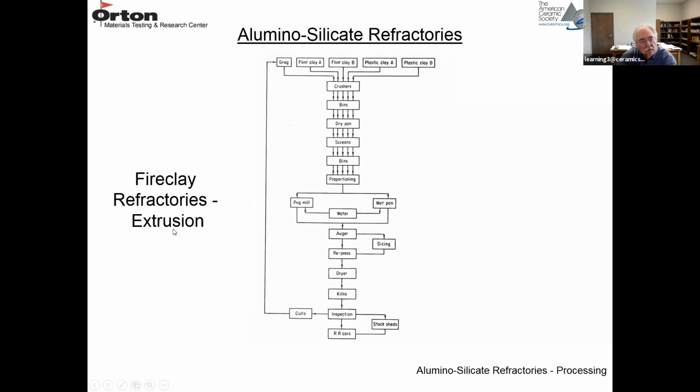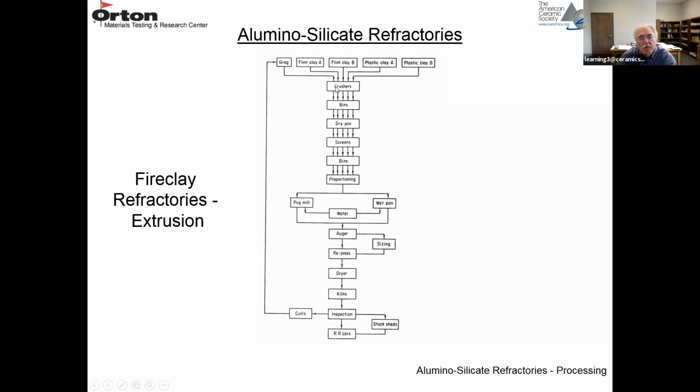The other flow diagram is for extrusion. And again, the same thing happens here after inspection. The rejects are the fired product that goes back up into the starting materials. And we can have four different types of clays here.